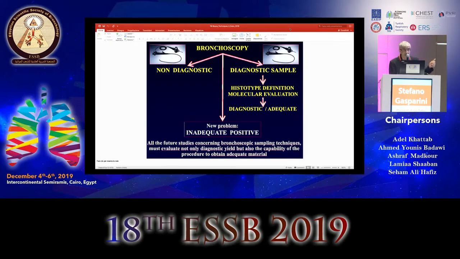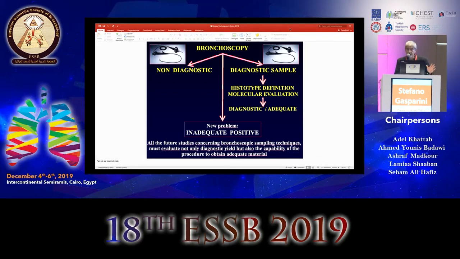What is inadequate positive? Inadequate positive is a sample that allows you to say, yes, this is a cancer, but I do not have enough material to do immunohistochemistry, to do biological studies, and to evaluate the mutations of the lung cancer. So inadequate positive, and believe me, is a problem that we see every day in clinical practice.